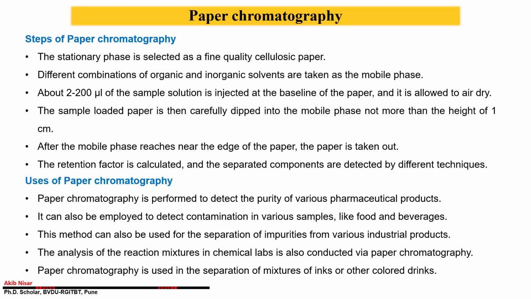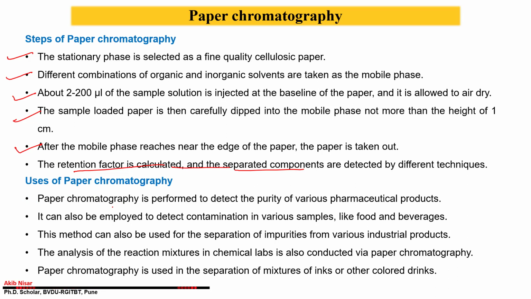Now, paper chromatography, what are the steps? I have already explained that you have to take a paper, cellulosic paper, and a different combination of organic and inorganic solvents. You have to use about 200 microliters of sample for spotting, load the sample and dip the paper in the mobile phase, and after dipping you have to take out the paper, and the retention factor you can calculate. How to calculate the retention factor, we can discuss later in the next lecture. I think I have already told you as well.